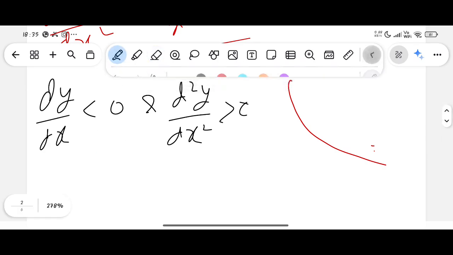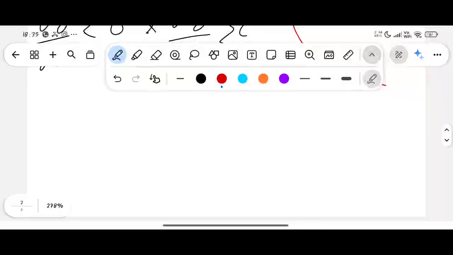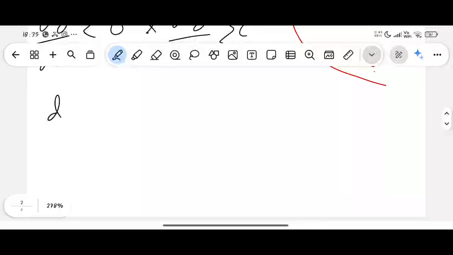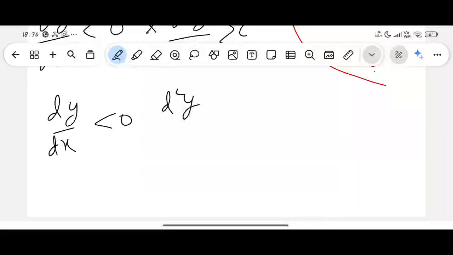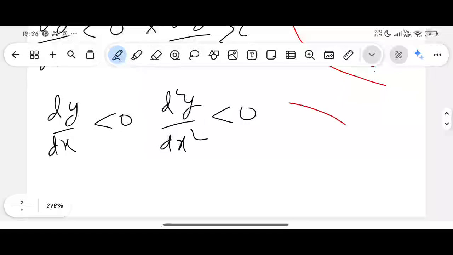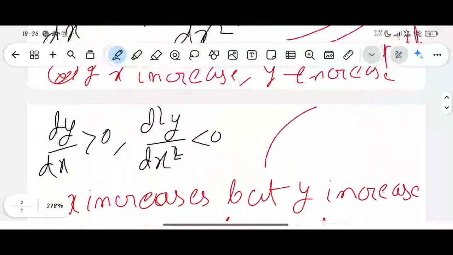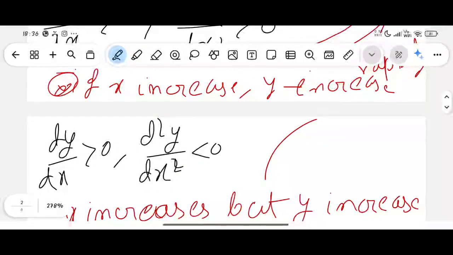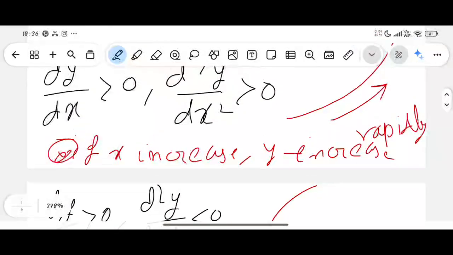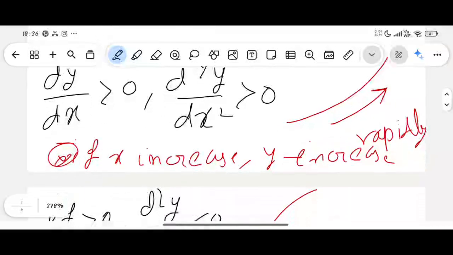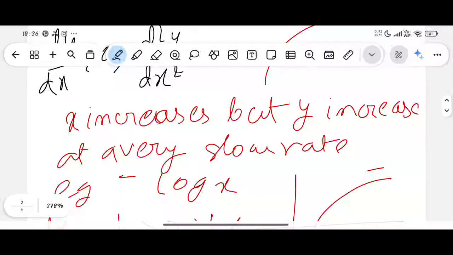Okay, and the last interpretation of this will be dy/dx less than 0 and d2y/dx2 also less than 0. This is strictly decreasing, and the curvature looks like this, right? So these are our four cases for determining the increasing and decreasing nature of our graph.